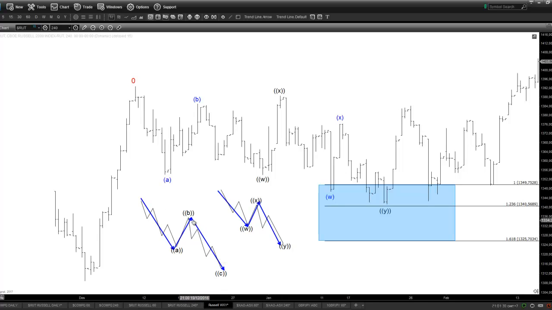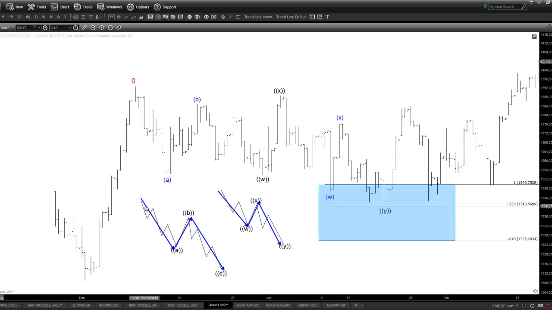In ABC, the C leg is also about the same length as the A. So it's 100%. Most of the time, of course it's not exact, but it should be in the area between 100% and 161.8%. That will be 90% of the time the length of the C. Okay, so again, the similarities: they are both 3 waves, they are both corrective, and in both, the third swing is about equal to the first swing, same as an ABC.